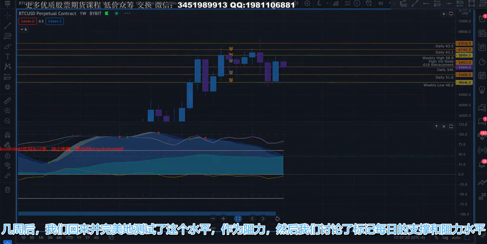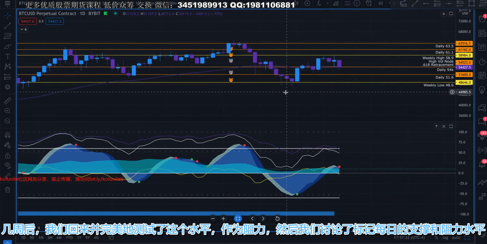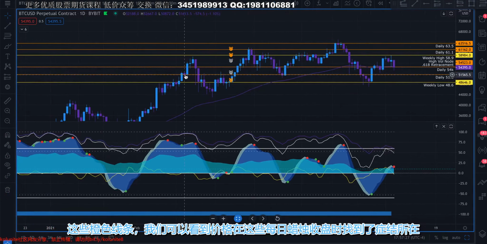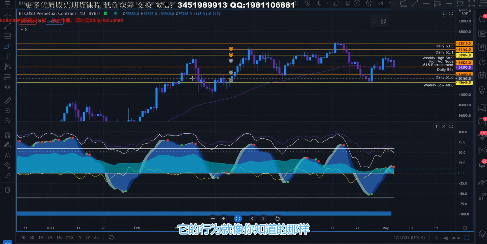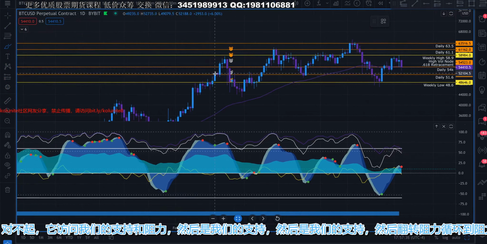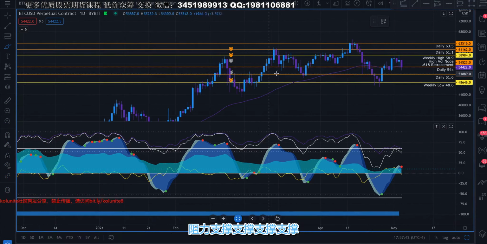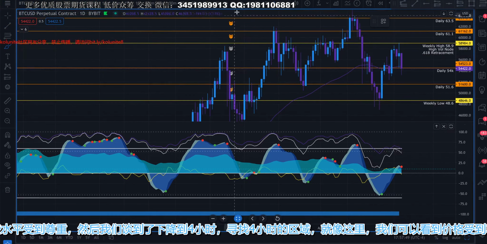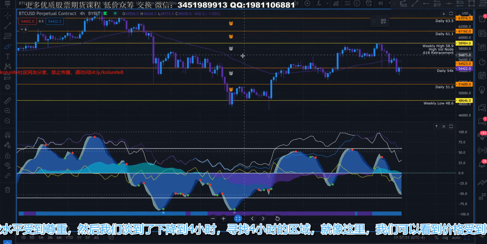Then we talked about marking the daily levels of support and resistance, these orange lines here, where we can see where price finds a sticking point on these daily candle closes, and it acts as our support, and then our resistance, then our support again, then flips to resistance, to support. These levels are respected.